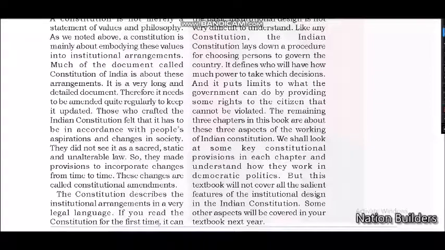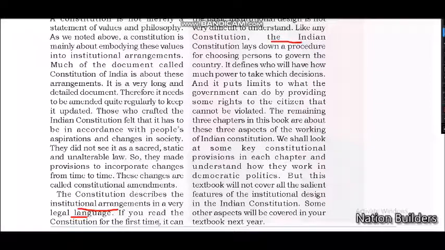Now we'll move ahead. The Constitution describes the institutional arrangement. In the Constitution, the institutional arrangements are described in very legal language. If you read the Constitution, you will get an idea. It is very difficult to understand and very lengthy, but it lays down the procedure and the working of different institutions of the country. First we will see what institutions are designed by the Constitution.